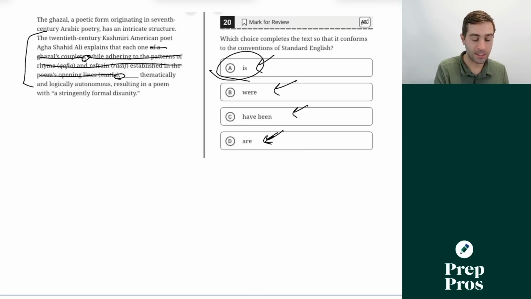So what the SAT is going to do is put as much fluff between the subject and the verb as possible to make it harder for you to hear. But once we've deconstructed this, if we wanted to do it the technical way, we would say the 20th century Kashmiri American poet Agha Shahid Ali explains that each one. The only one that would make sense would be "each one is," because our subject is singular.